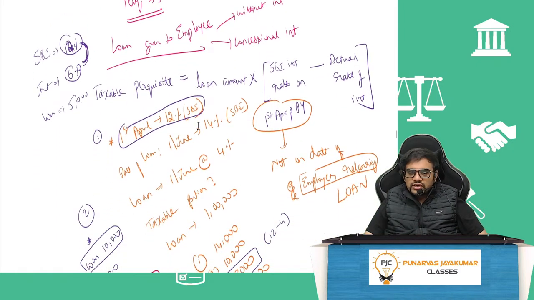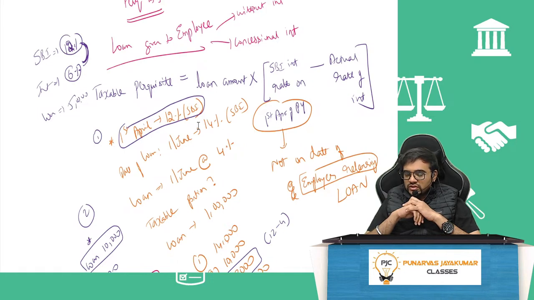Next, loan given to employee. Now, loan can be given to employee with interest or without interest, doesn't matter. Or concessional interest also. Taxable perquisite, if I am giving it at a concessional amount, then loan amount into SBI rate as on 1st April of previous year. Please note, it is not the SBI rate as on date of giving the loan. They can confuse you by giving all those things.